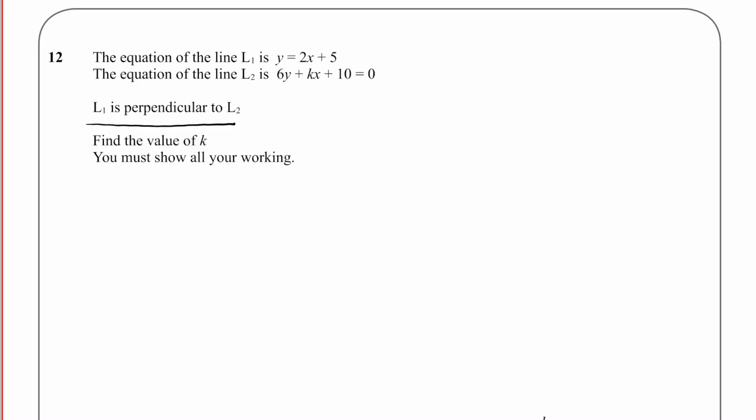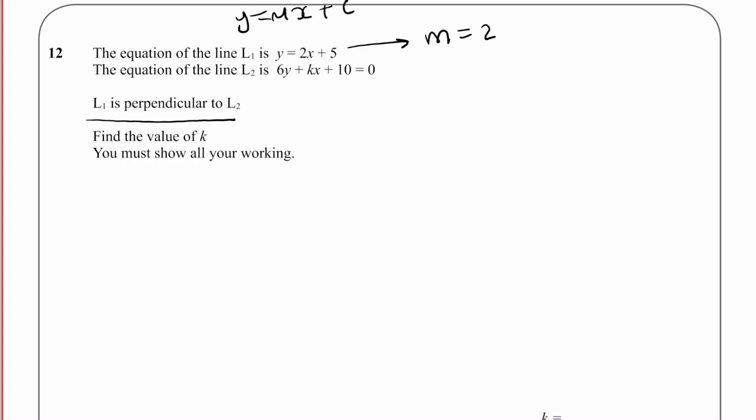So if the gradient of L1 is 2, so it's y equals mx plus c. M is the gradient, c is the y-intercept. So the gradient of the first line is 2. So the perpendicular gradient is a negative reciprocal, so minus a half. The gradient of L2 has to be minus a half. So if we put it into the form y equals mx plus c, and then work out what k has to be for the gradient to be minus a half.